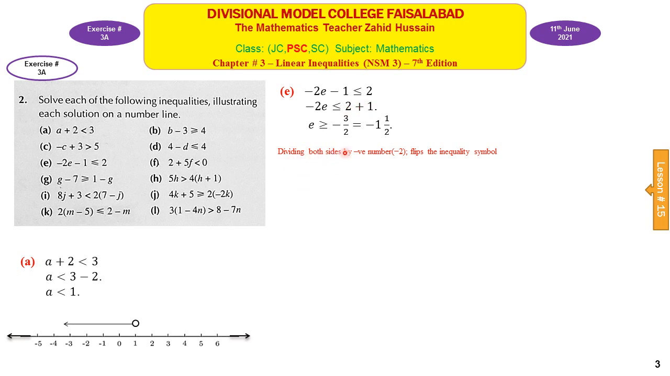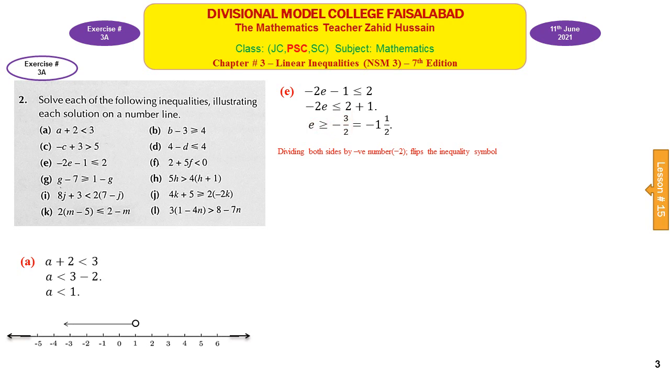Dividing both sides by a negative number, which is minus 2, flips the sign of the inequality, because the coefficient of e is minus 2. When we divide both sides of this inequality, we change the sign of the inequality. Less than or equal to changes into greater than or equal to. So this is our answer: e is greater than or equal to minus 3 over 2.